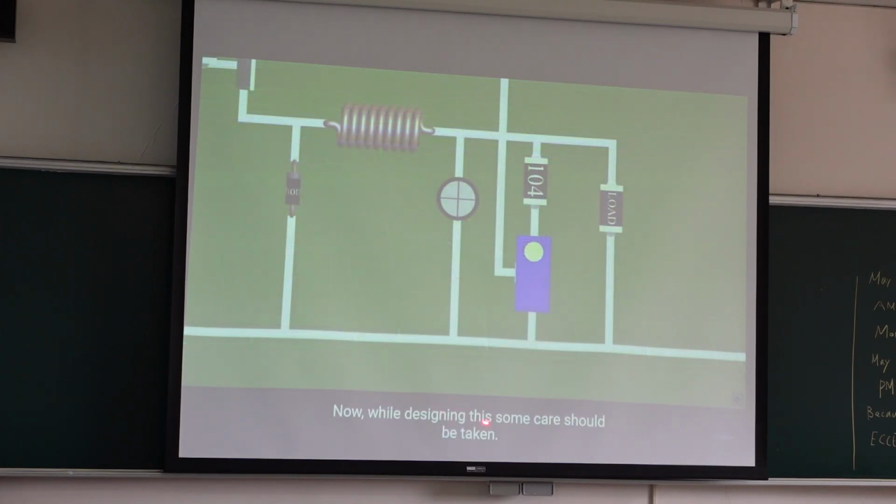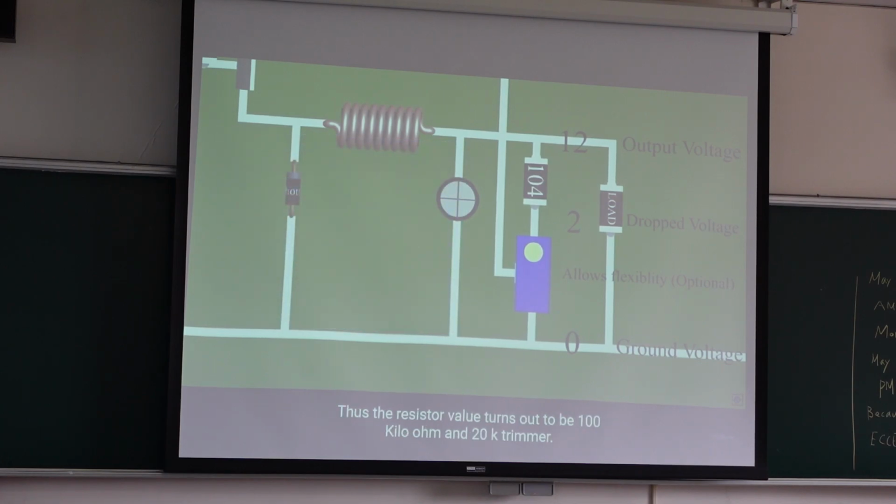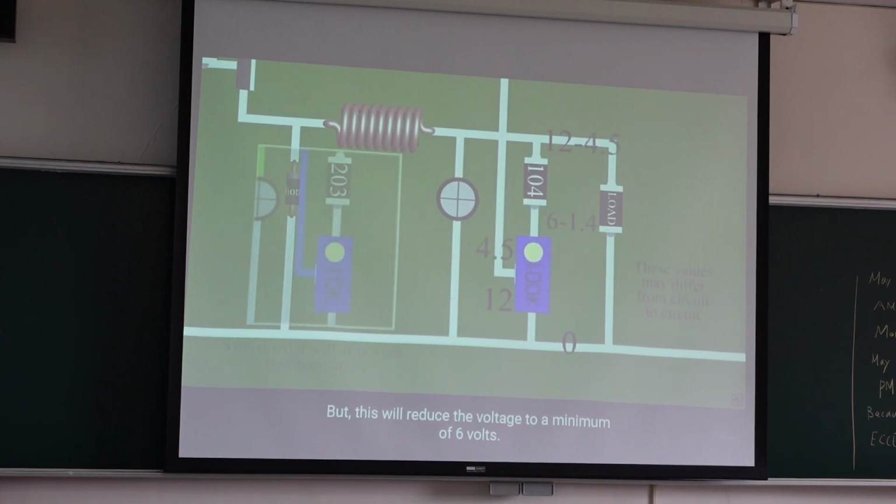Now, while designing this, some care should be taken. So some important cases. First, the voltage of the error amplifier should always be below its reference voltage. Hence, we set the feedback voltage such that the voltage does not exceed 2 volts. Thus, the resistor value turns out to be 100 kilo ohm and 20K trimmer. But this will reduce the voltage to a minimum of 6 volts. Hence, we use a 100 kilo ohm trimmer.